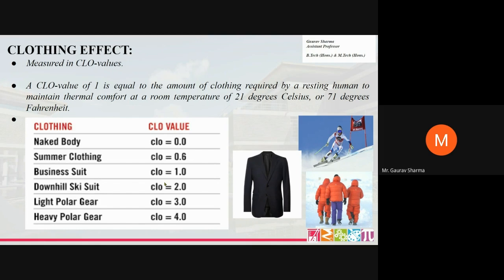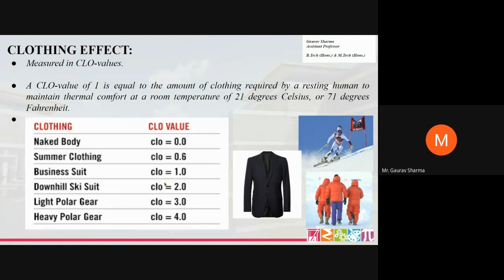What are those units? These are the clo values. The word clo comes from clothing. A clo value of 1 is equal to the amount of clothing required by a resting human to maintain thermal comfort at a room temperature of 21 degrees Celsius.